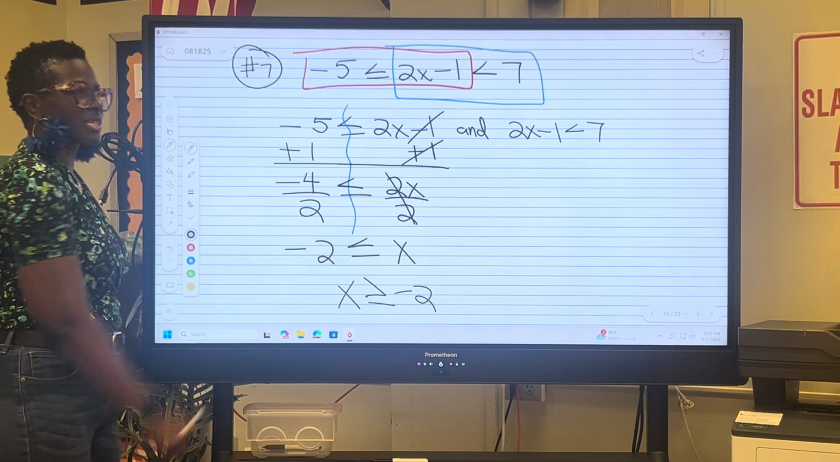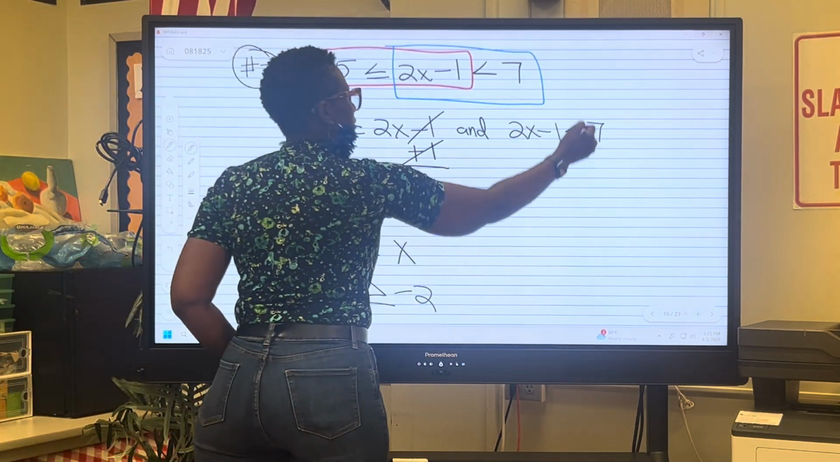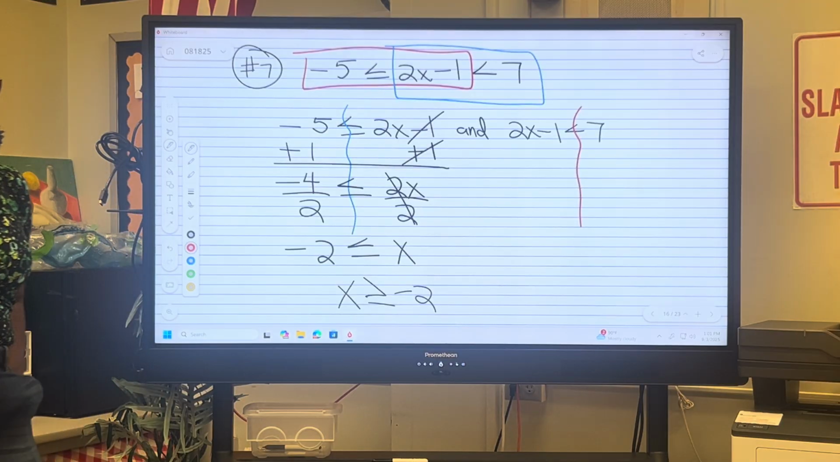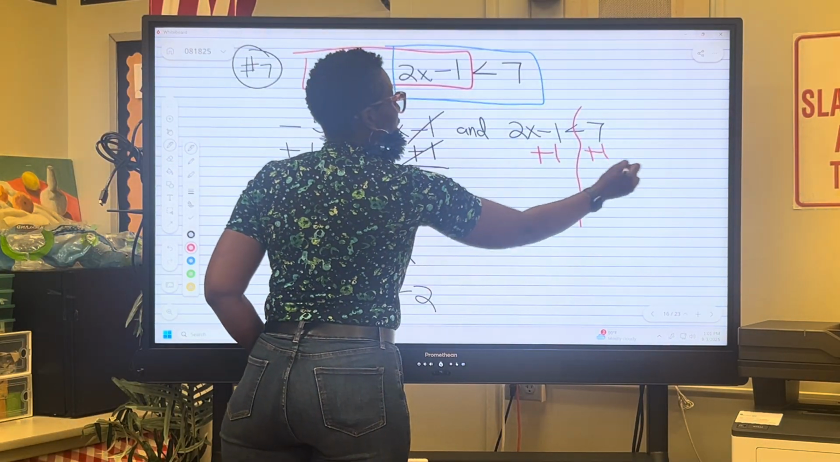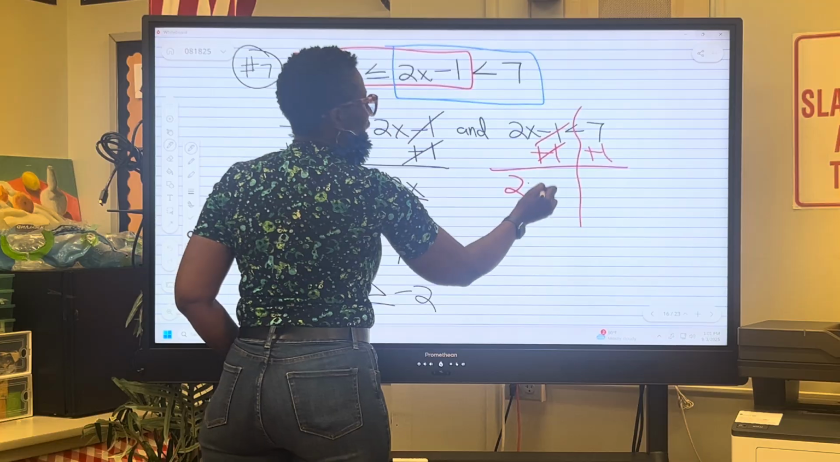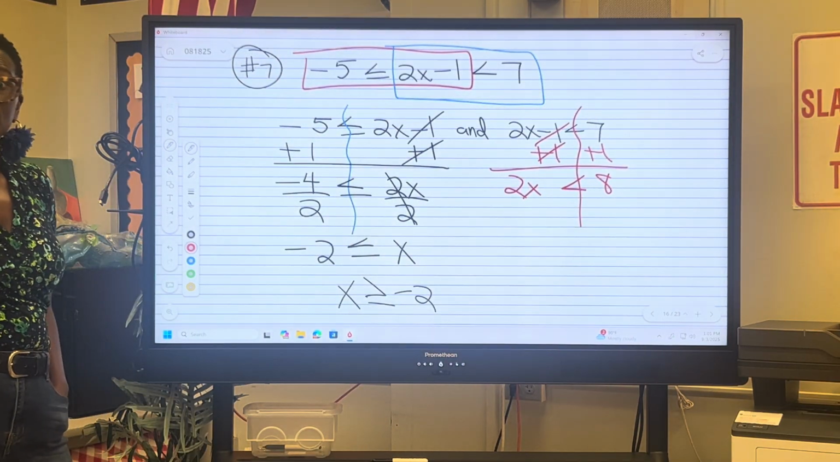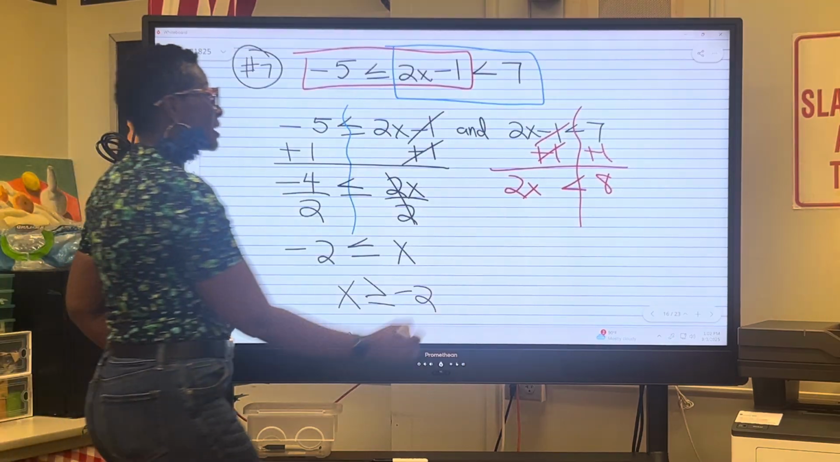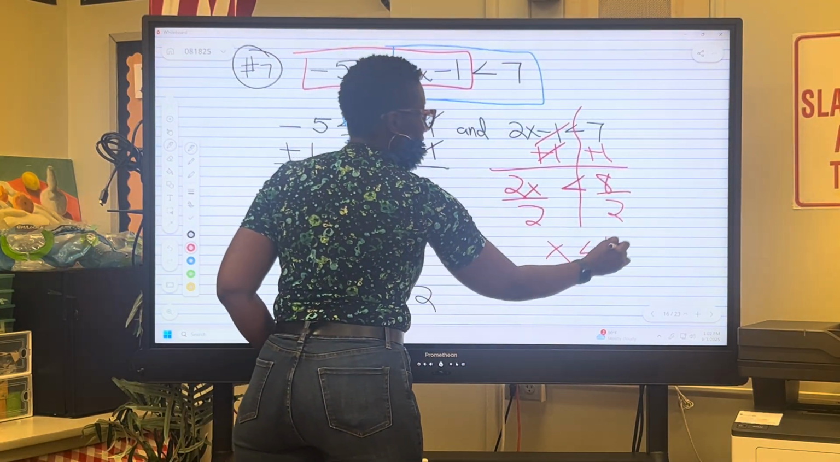Now let's do this side. What do I need to get rid of? What's around my x? 2 and negative 1. Which one first? Negative 1, so I add 1 on both sides. Now we get 2x is less than 8. Divide both sides by 2. So now you have x is less than 4.